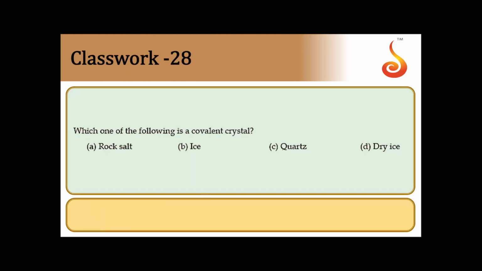Then 28th one. Which one of the following is a covalent type of crystal? Rock salt is an ionic crystal. Ice will be a molecular crystal. Quartz is nothing but a covalent crystal. Dry ice is also a molecular crystal. So the answer is quartz, SiO2. We have only covalent bonds present in that. So the 28th answer is option C.